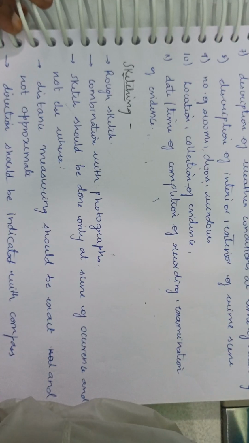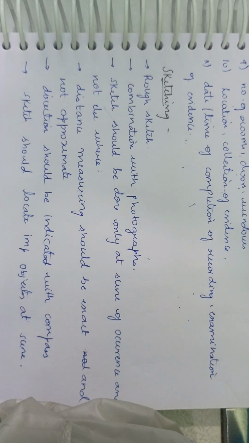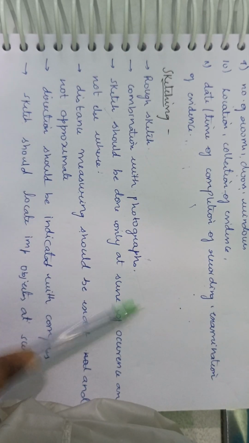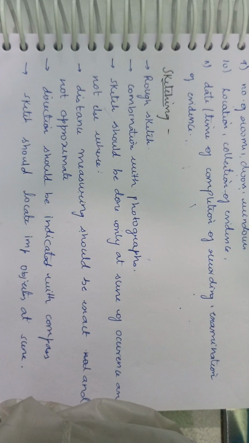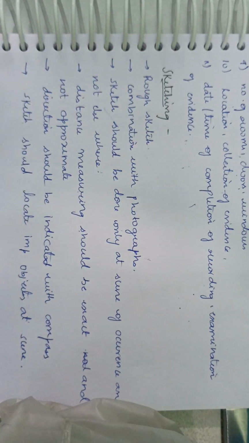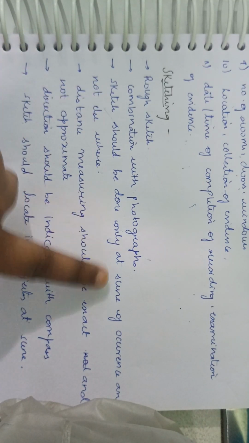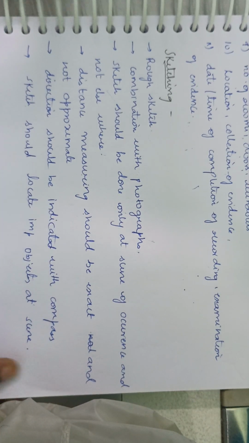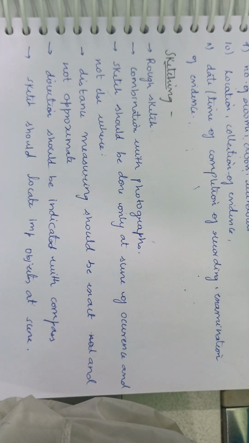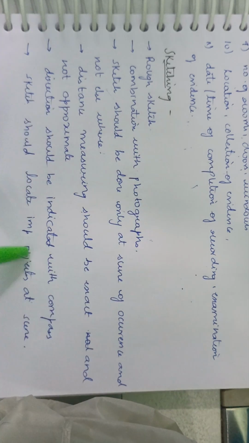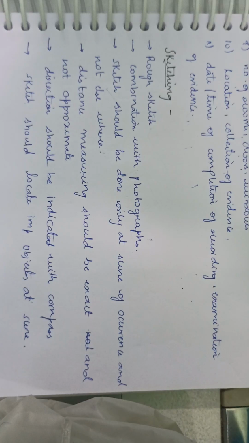Then we have sketching. It can be a rough sketch combined with the photographs. Whenever you take photographs of the crime scene, take photographs of the dead body and the evidences as well. The photographs and the rough sketch have to be combined and match with each other. Then the sketch should be done only at the scene of crime and not elsewhere. The person doing the sketching has to sketch the crime scene right there, and shouldn't just remember or record it and then do the sketch somewhere else.